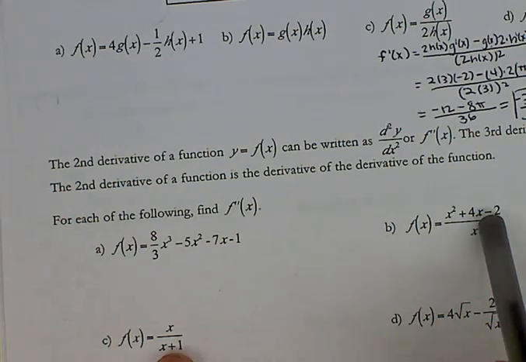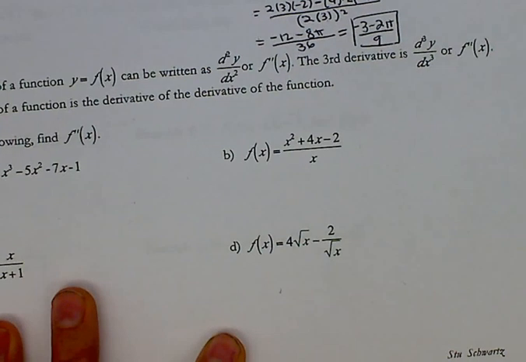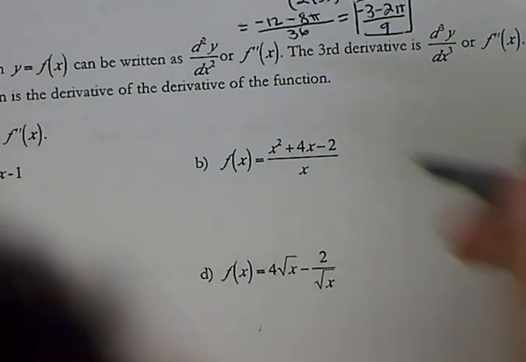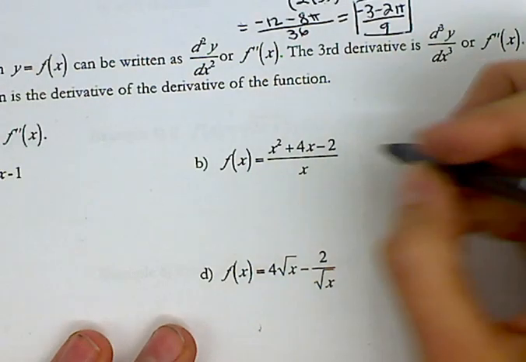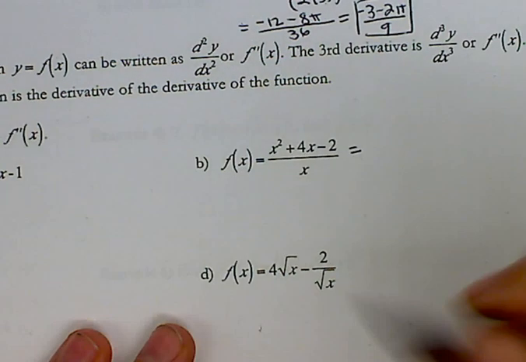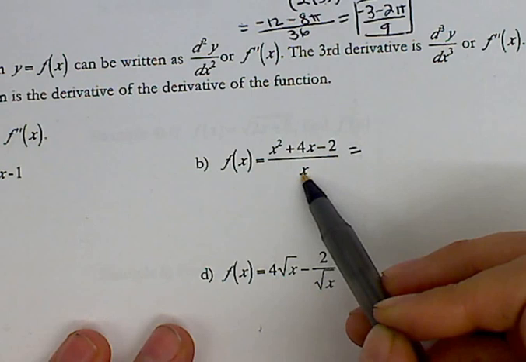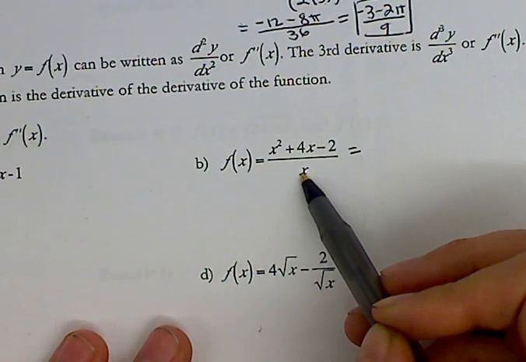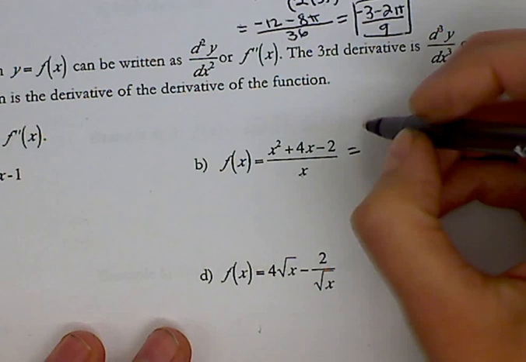Okay? F double prime. Okay. So f double prime. First I'm going to rewrite this, sort of like what we were doing in class, because I could take the quotient rule. I mean, I could take the quotient rule, but should I just take that? No, I'm going to do it how we did in class. I think I'm going to prefer that way.